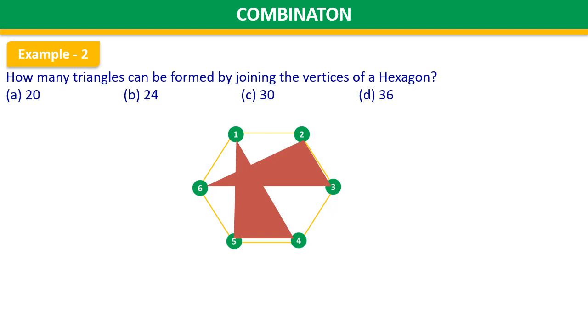To form one triangle, I need to choose any 3 vertices, and that combination of 3 vertices should be different for the next time. So the number of ways in which selection of 3 vertices can be done out of 6 is 6C3, which is equal to 6 factorial divided by 3 factorial into 3 factorial. If we solve this, that comes out to be 20 different triangles.